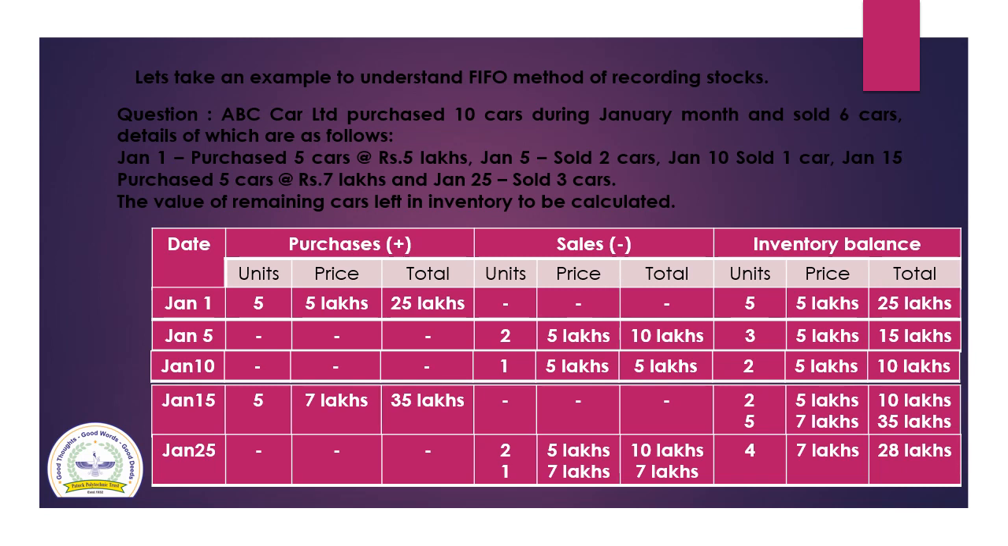So in the inventory balance we remain with only 4 cars, which are the new ones. Old ones are used first, as we have rightly said in the meaning of the FIFO method of recording: we always use the older stock first and the newer stock later.